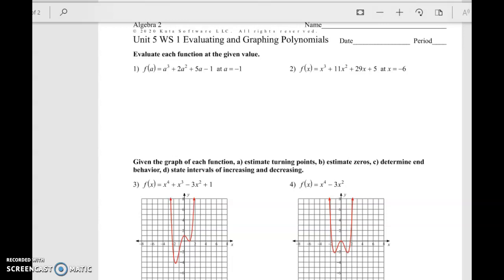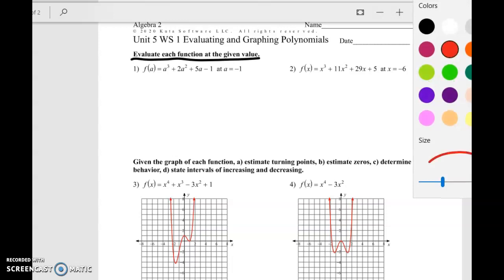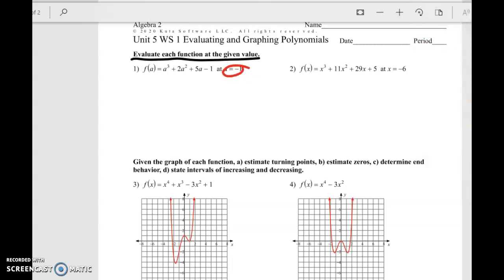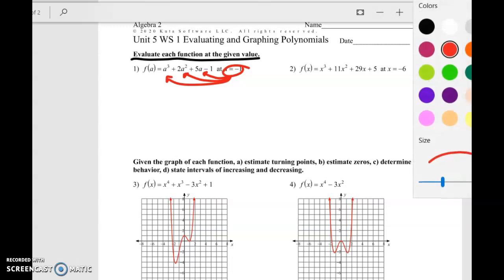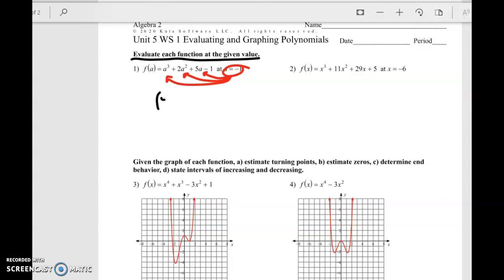So let's get started at number 1. It says evaluate each function at the given value. So that was the first part of the notes, where we just take this value for A, and I'm going to plug in -1 for every A. So let's see what that looks like. That's going to be -1 cubed plus 2 times -1 squared plus 5 times -1 minus 1. I'm going to do this piece by piece, but if you have a TI-84 calculator, you could type it in exactly the way it looks.